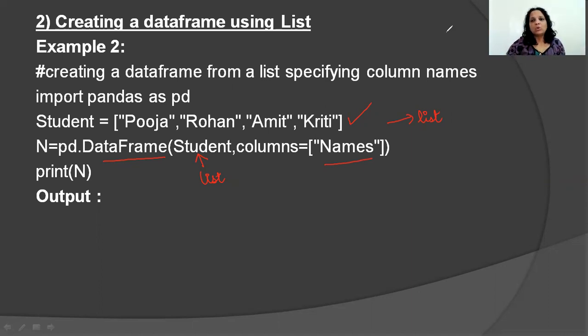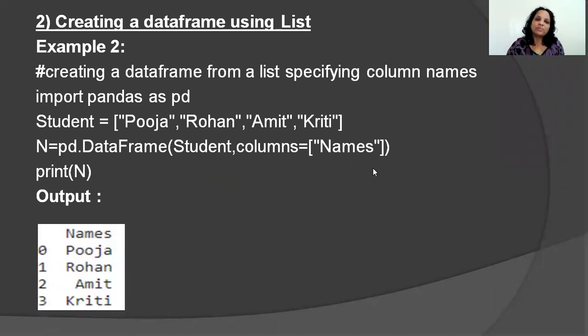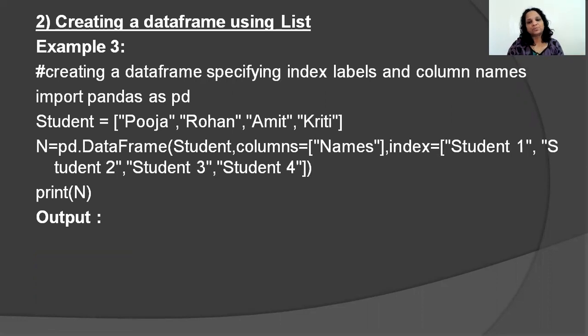Okay. So how does the output look? The output looks something like this. When you compare it to the previous output, your column heading was 0 because that's the default, or positional, indexing. Whereas here, since you specified the column had to be names, you got the heading as names. The next example talks about how your index labels can change.